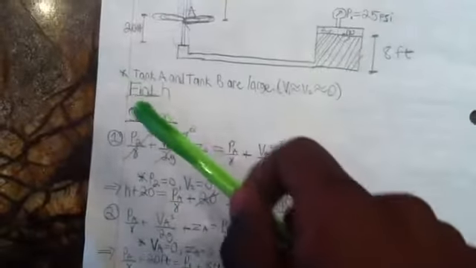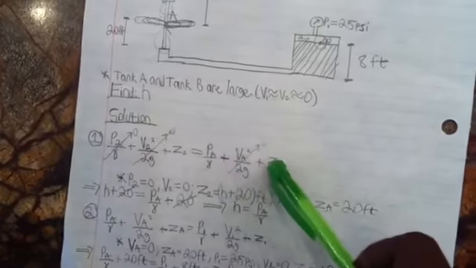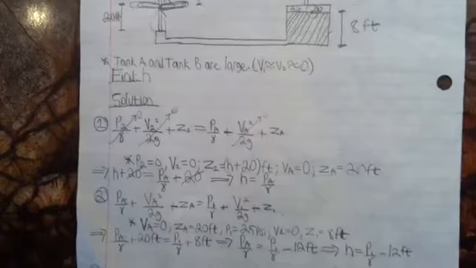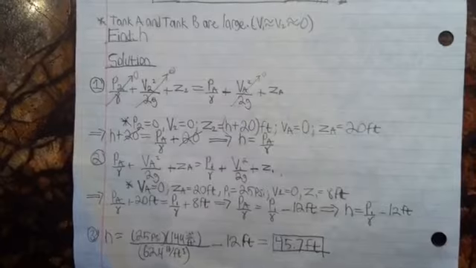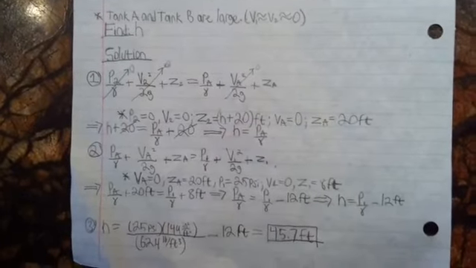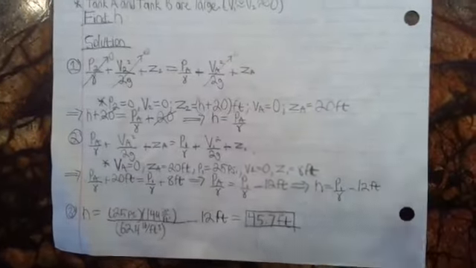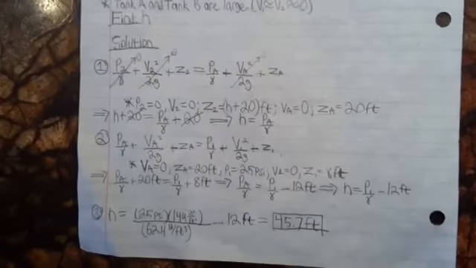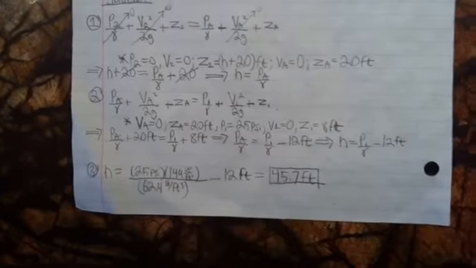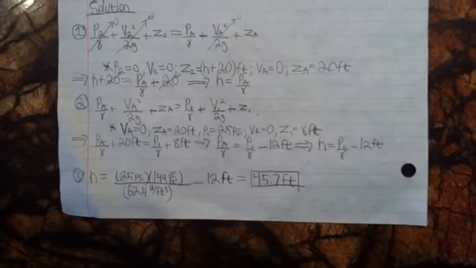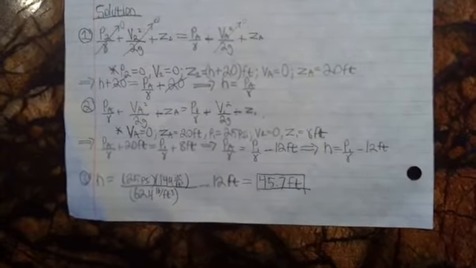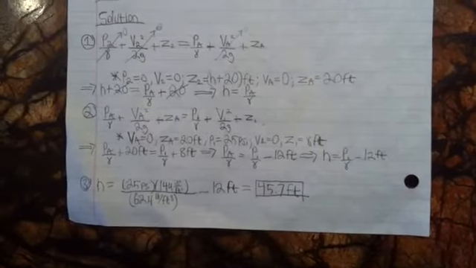So we're able to strike out all of these terms here, P2, V2, and VA. And we're given this new equation here where h plus 20 equals PA over gamma plus 20. So both the 20s cancel, so we're given h equals PA over gamma. Next we have a second equation, which we're going to relate point 1 and point A. So PA over gamma plus VA squared over 2g plus ZA equals P1 over gamma plus V1 squared over 2g plus Z1.